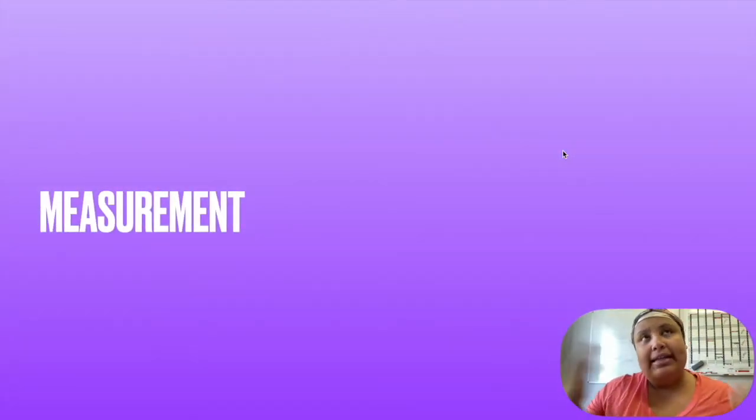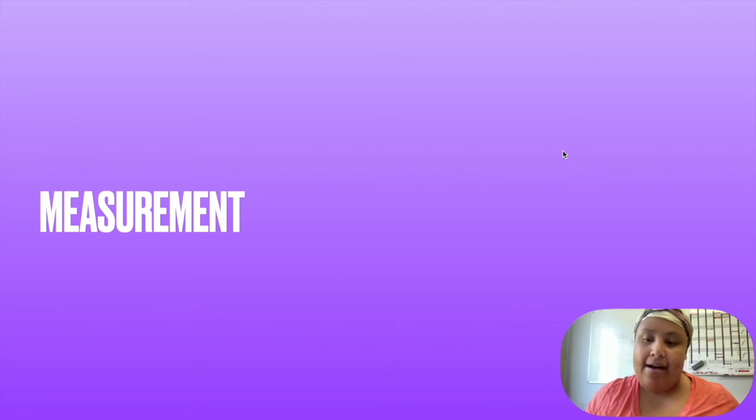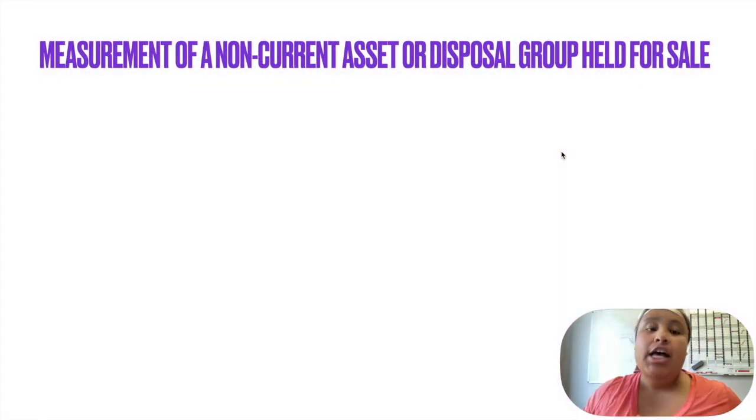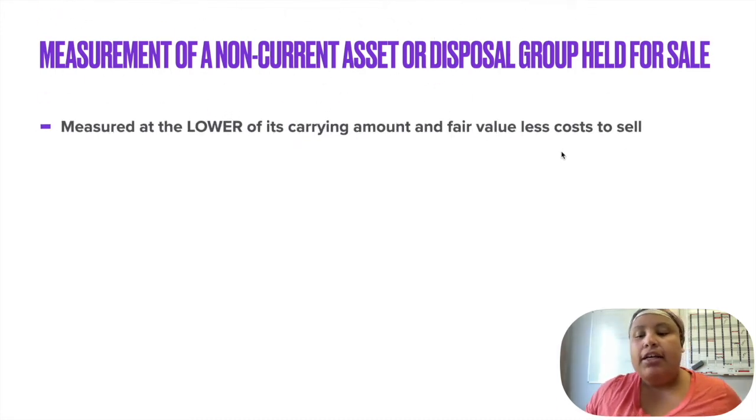Now that we've talked about the classification as held for sale, let's talk a bit about measurement. Okay, so the measurement, how do we measure a non-current asset held for or disposal group held for sale? So the standard tells us that it's measured at the lower of its carrying amount and the fair value less cost to sell. And really this makes sense because why would we limit the carrying amount to the fair value less cost to sell? Because we're expecting to recover our asset through sale.